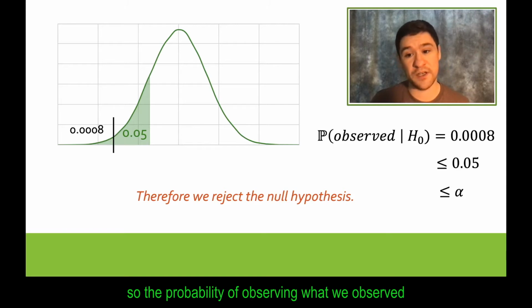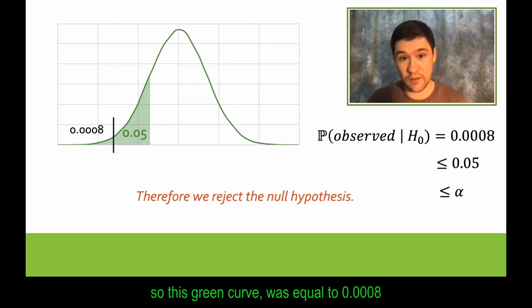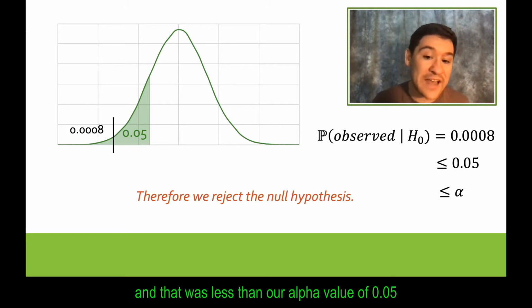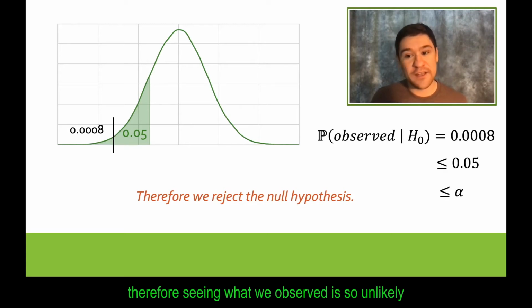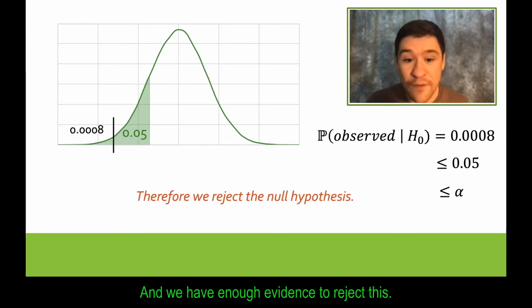So the probability of observing what we observed, given that the null hypothesis was true, so this green curve, was equal to 0.0008. And that was less than our alpha value of 0.05. Therefore, seeing what we observed is so unlikely that that green curve, our null hypothesis, is probably wrong. And we have enough evidence to reject this.